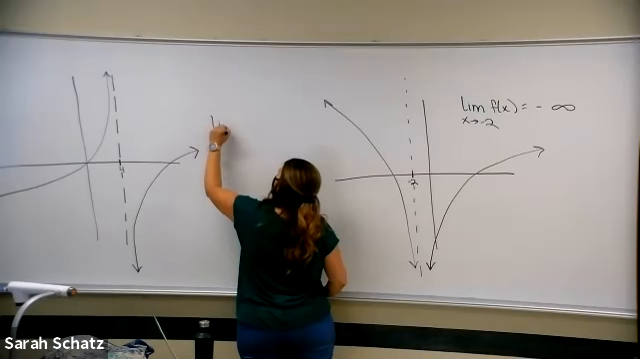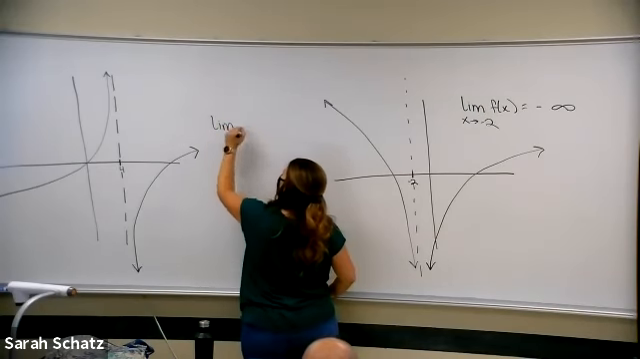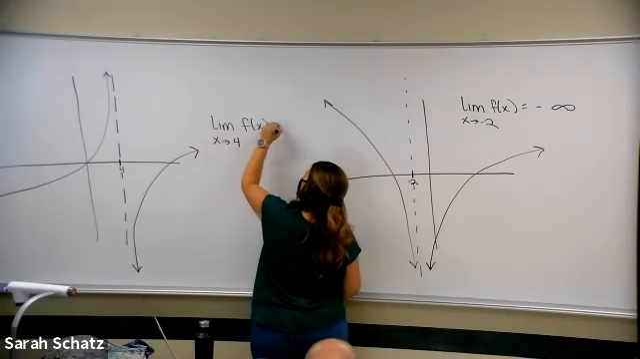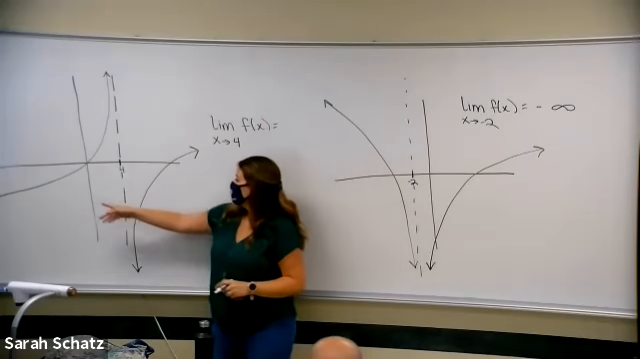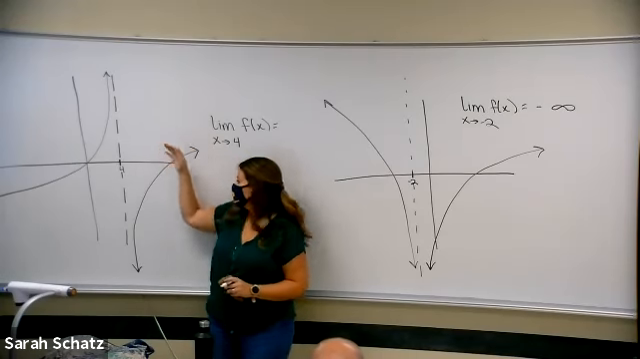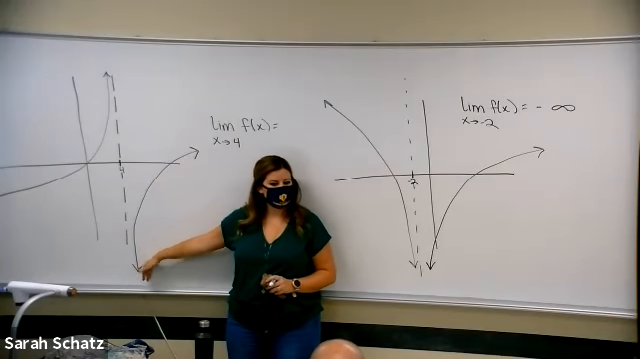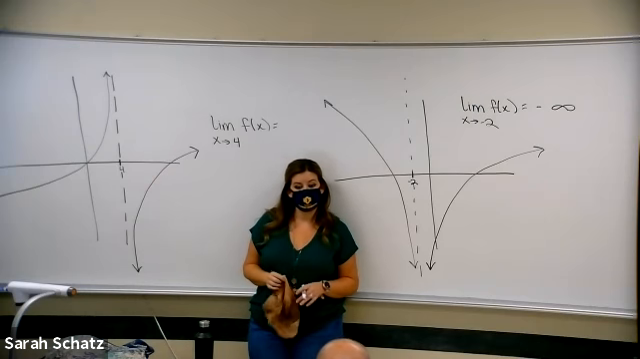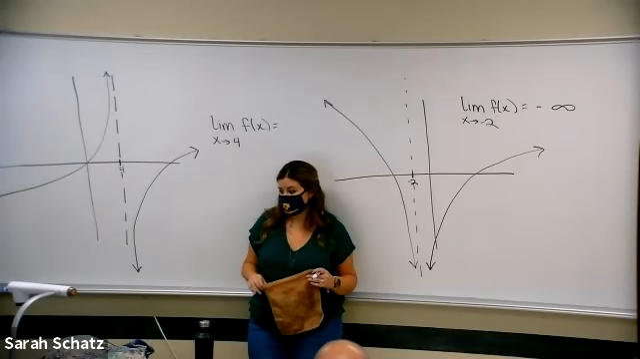So the limit of this function f of x as x approaches 4. All right, so it looks like on this side, I'm going up to positive infinity. And on this side, it's going down to -infinity. So what could I say about the limit as x approaches 4? Say, like in a notation form, positive infinity, comma negative.